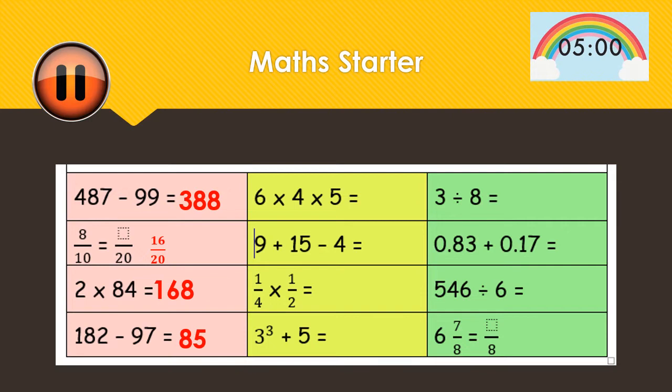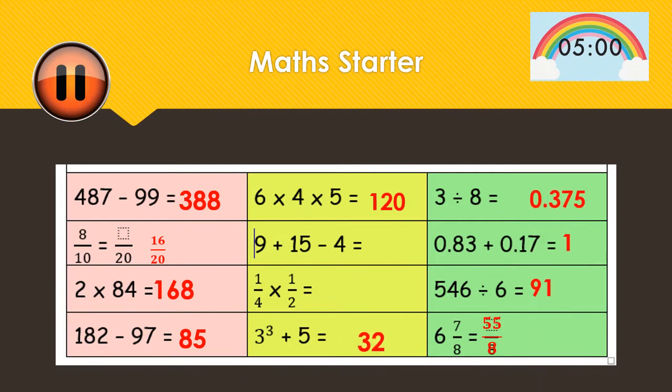182 minus 97. Well, what's 182 minus 100? That's right, it's 82. But we're not talking about 100, we're talking about 97. But 97 is 3 less than 100. So we put that 3 back on, and from 82 we add that 3 and we get 85. Next row.